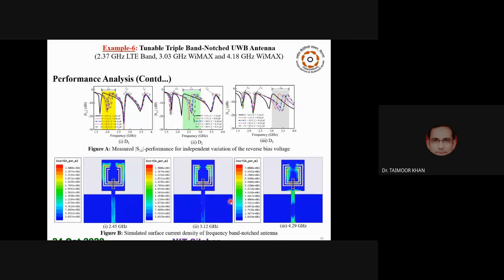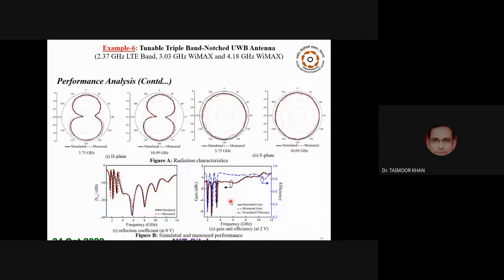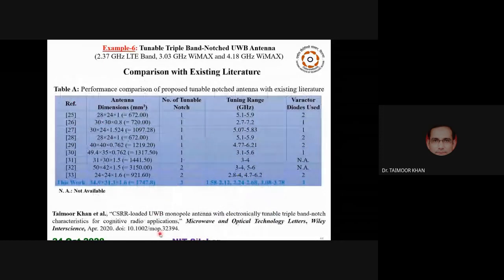because of time constraint, because it is very hard to deliver, as well as to listen to, a continuous talk of 2 hours. I'm not sure. This is my first experience, because I can visualize that pain on both sides, but ultimately we have to do that. Anyway, in the next 15 minutes I'll finish the remaining part, the radiation patterns, and finally the simulated versus measured performance comparison with existing literature, then I need to discuss that.